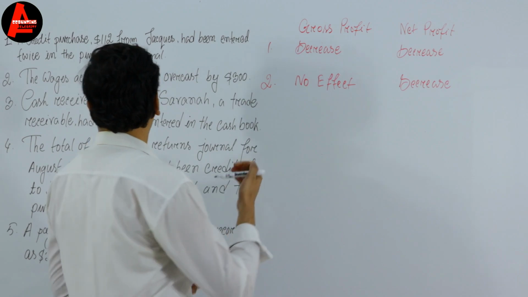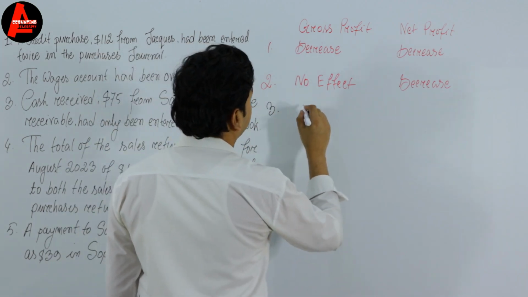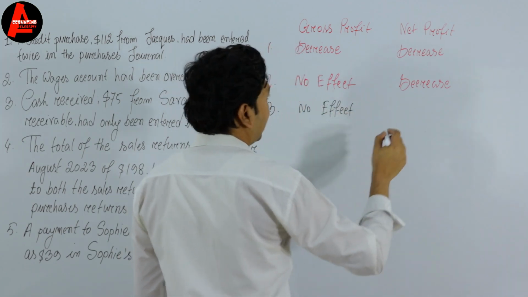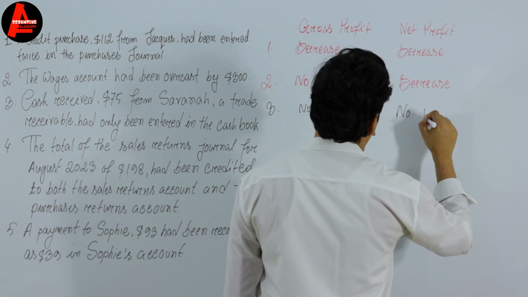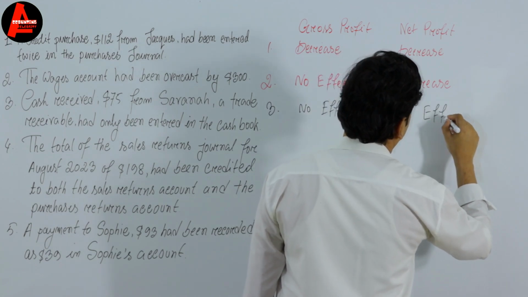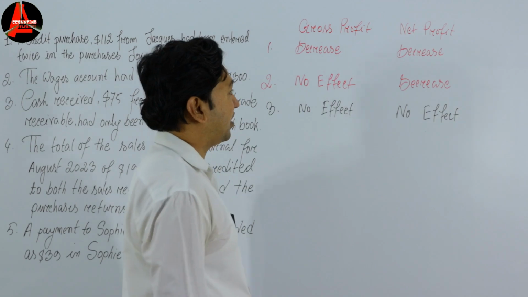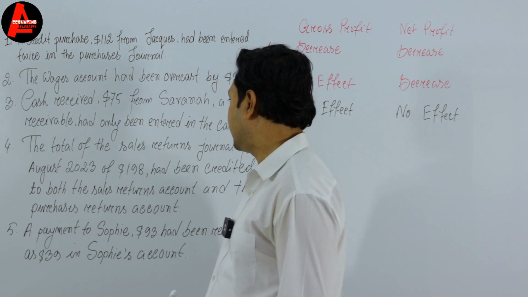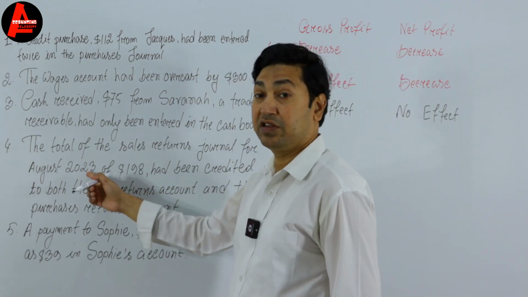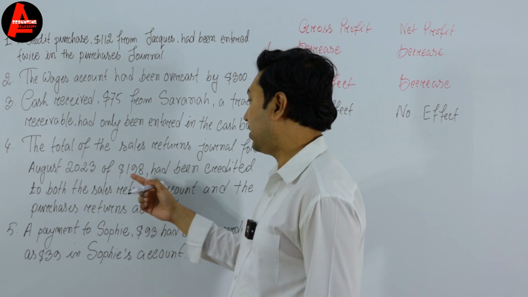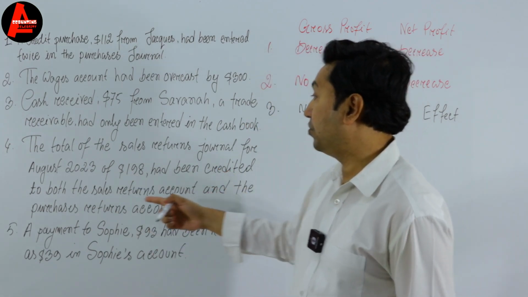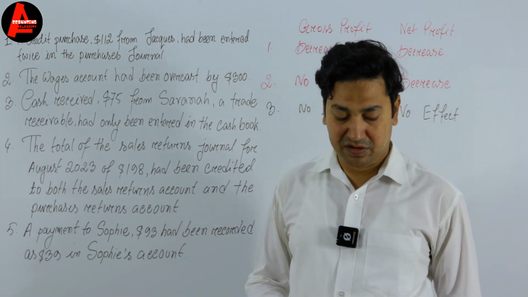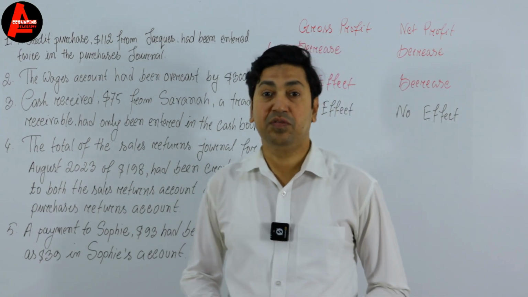So number 3, we will write here no effect on the gross profit and the same on the net profit. Okay, so third one is done. We have here number 4. The total of sales returns journal for August 2023 of $198 had been credited to both the sales returns account and the purchases returns account. Okay, so now what will be here?